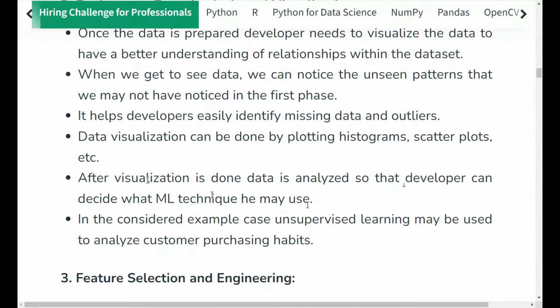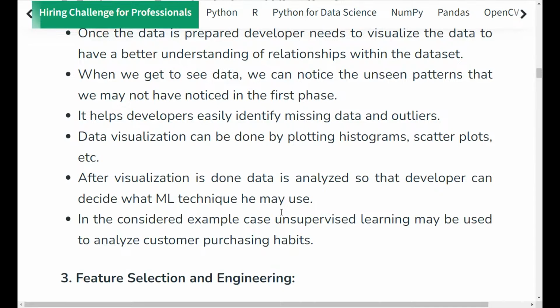After I have understood how the data is, now I am ready. So now a developer has to analyze so that the developer can decide what ML technique or ML algorithm he may use to analyze such kind of data. This is a very important phase. What technique you have to use.